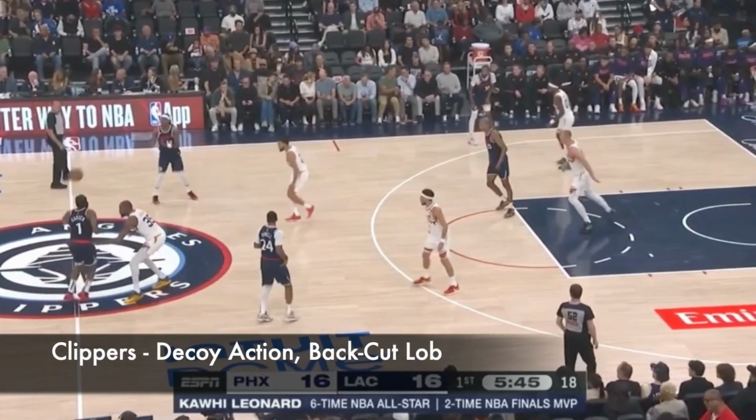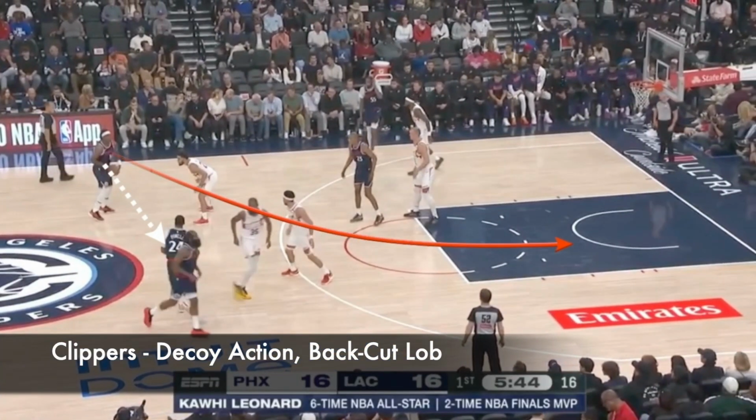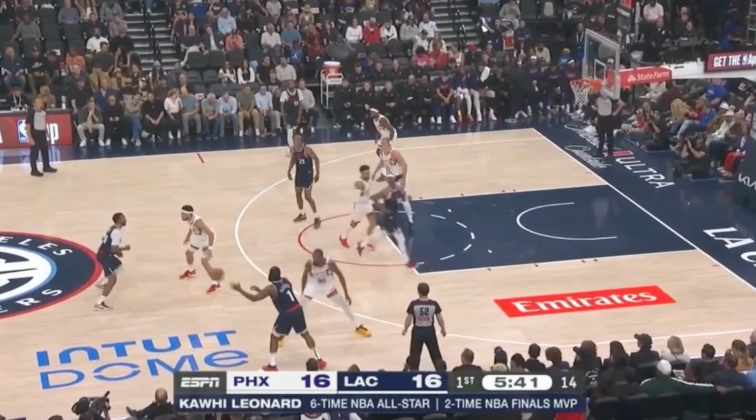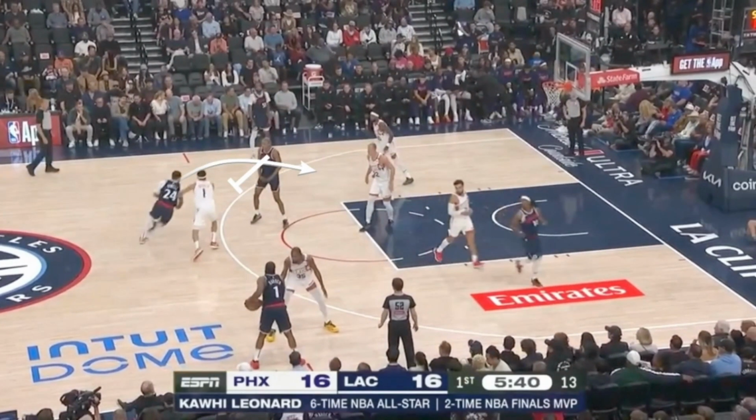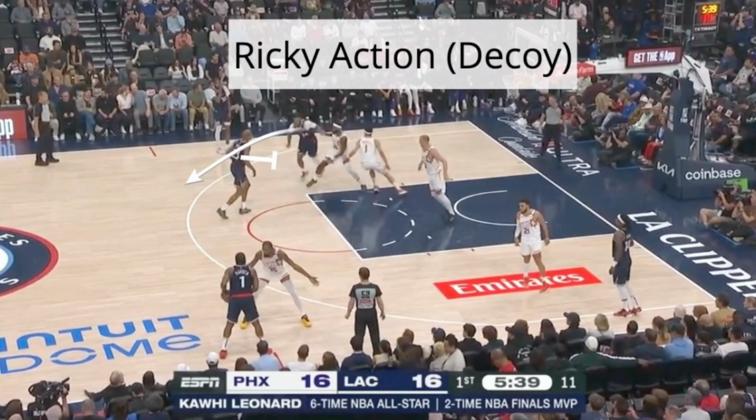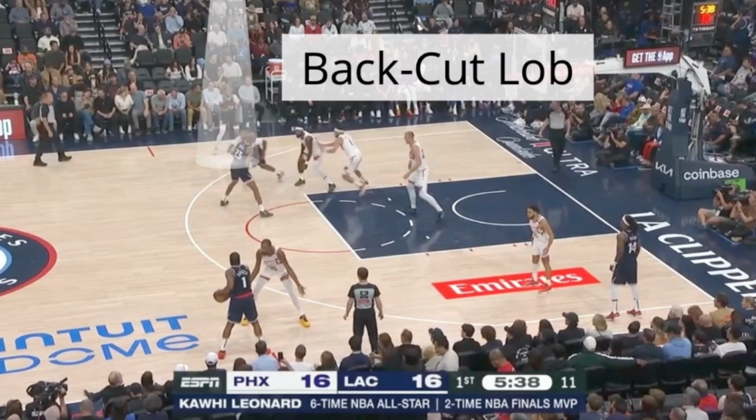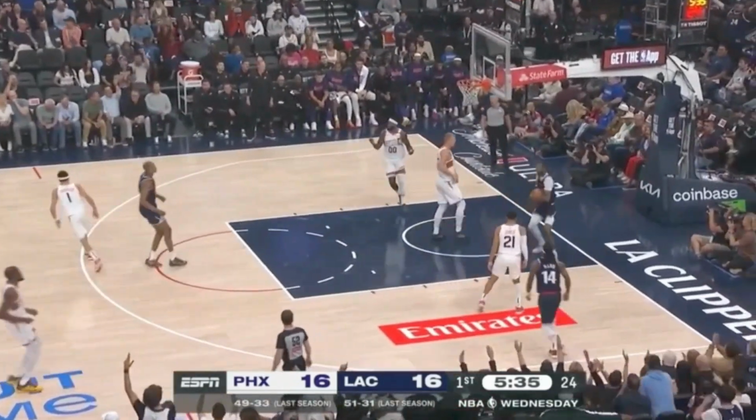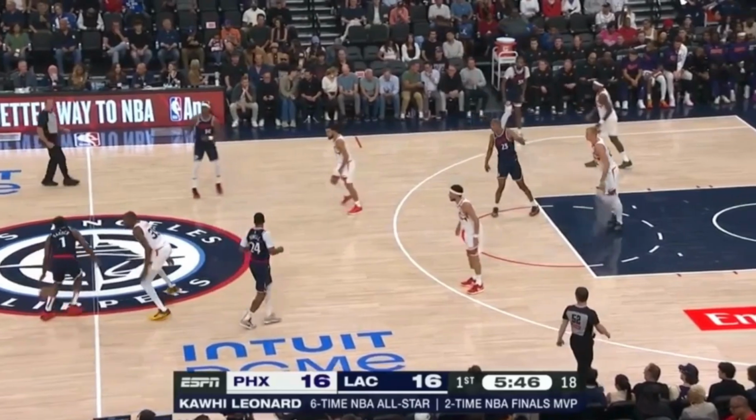The best misdirection after timeout set I saw in week 1 of the NBA was the Clippers running a Ricky action, but it was all a decoy action to throw a back cut lob to Derrick Jones Jr. because his defender was occupied with the action going on. So let's break down this after timeout set.